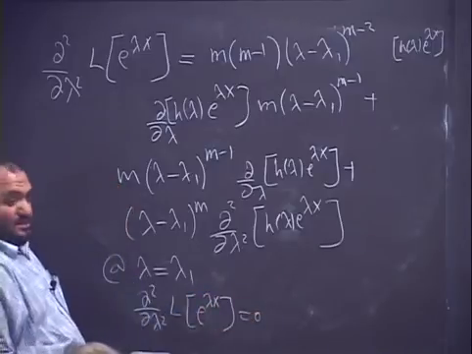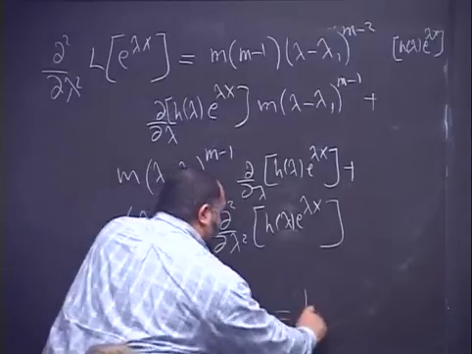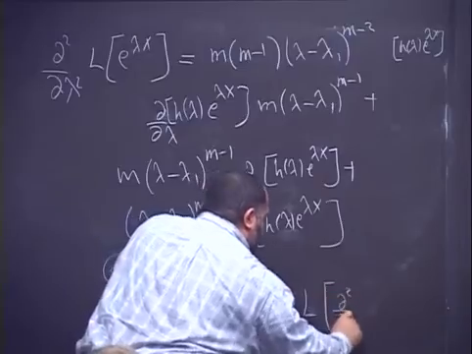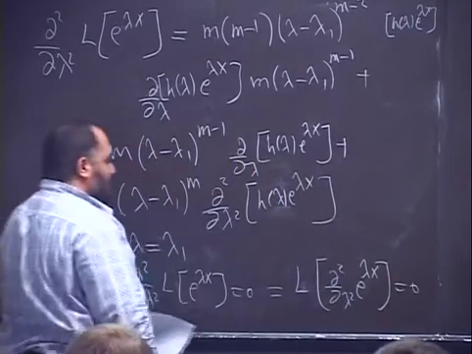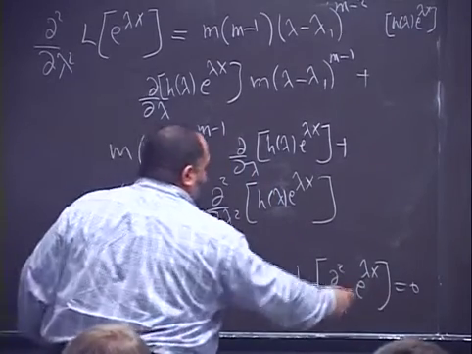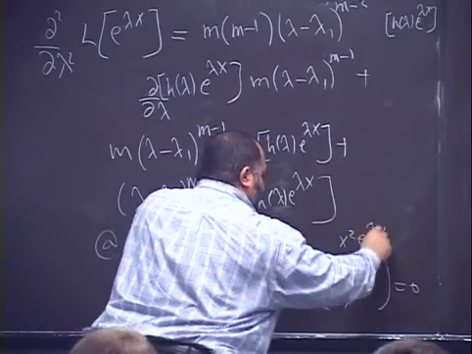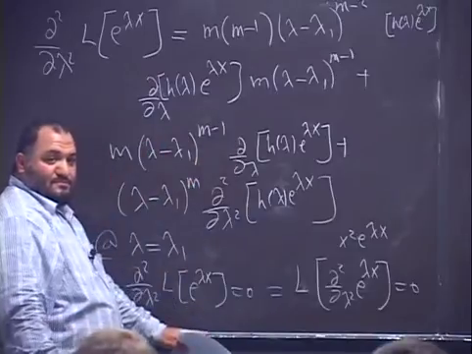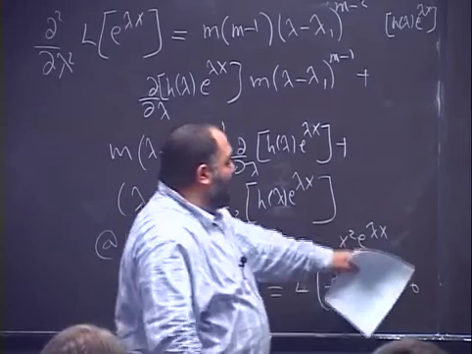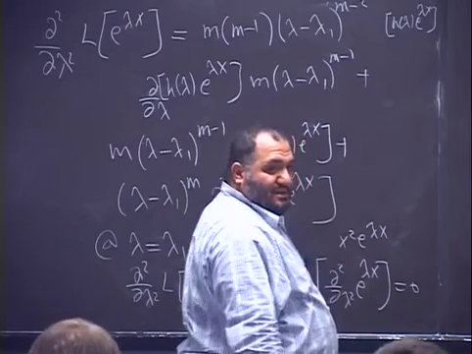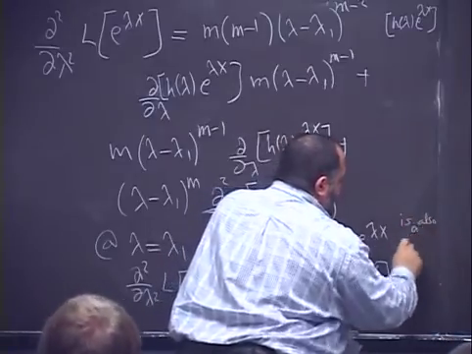So d2 by d lambda square of L e to the power of lambda x will be equal to 0. So L d2 by d lambda square of e to the power of lambda x is equal to 0. And what's this? x squared e to the power of lambda x. So x squared e to the power of lambda x is also a solution.